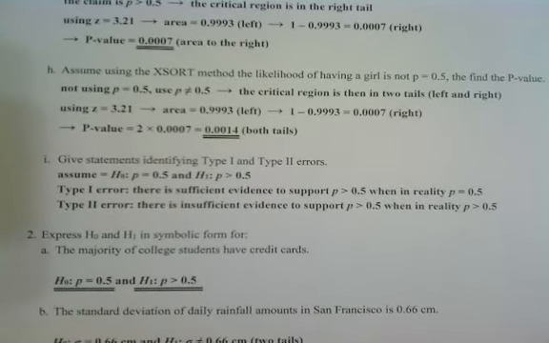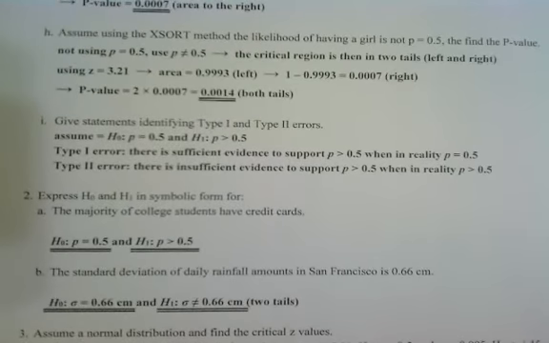Alright, second example. The standard deviation of daily rainfall amounts in San Francisco is 0.66. So note, the actual claim is a particular number. It's not greater than or less than. So the alternative becomes a not equal to. And the reason it becomes a not equal to is the null hypothesis always has to get the equal sign. Which means the counterclaim, the claim itself, we have to go with the not equal to.